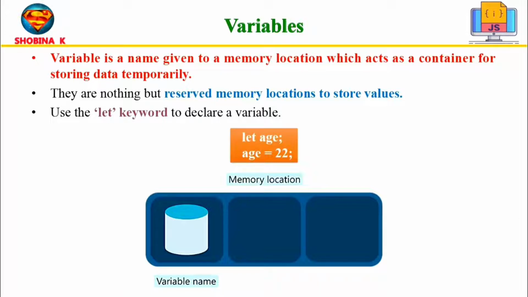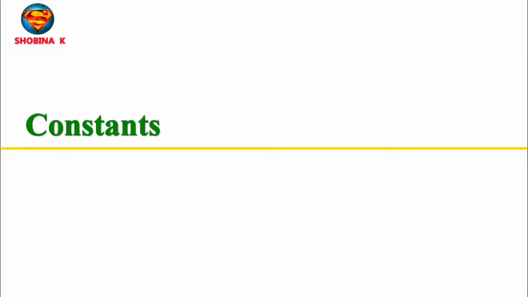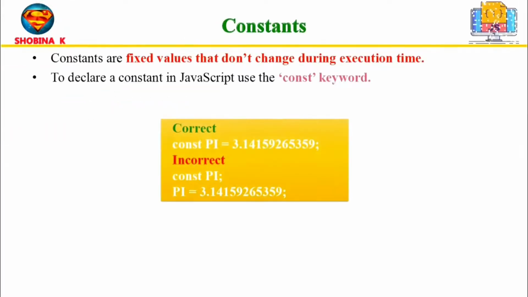To declare a variable in JavaScript, use the let keyword. In this example, I have declared a variable age by using the let keyword, and then I have stored a value 22 in it. So here a memory location is assigned to the age variable and it contains a value 22. ES 2015 introduced the const keyword to define a new variable.